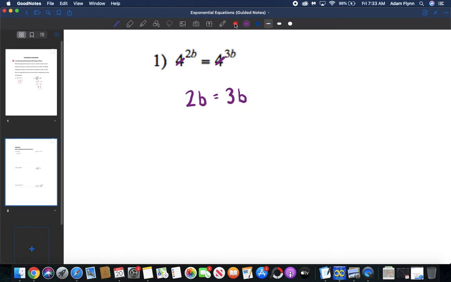Okay, so first off, to solve this, I need to get all my b's on one side. So how about I subtract 2b on both sides? When I do that, 2b minus 2b on the left side is going to cancel out. So I'm left with 0. And on the right side, I have 3b minus 2b, which is going to be just 1b. Okay, so at this point I have 0 equals b, so I've solved this problem. Okay, let's move on to number 2.